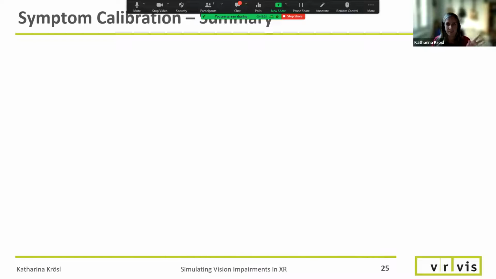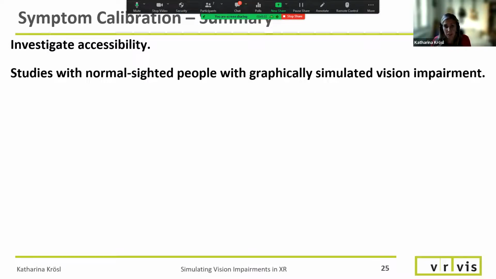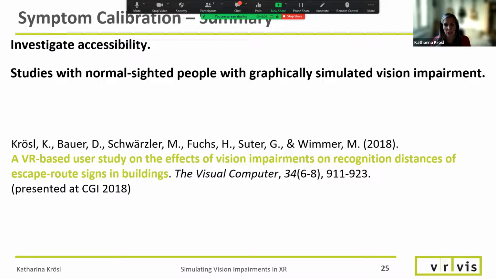Now we have seen how our symptom calibration can be used to investigate accessibility aspects. This is a fundamental methodology for enabling these types of studies because it allows us to conduct studies with normal sighted people, which are much easier to find than people with specific vision impairments. And to the best of our knowledge, this had not been done prior to our work. And we published this in the Visual Computer in 2018.